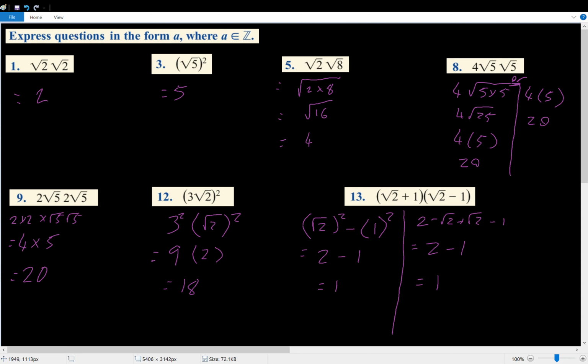So see that it works out exactly the same way, whichever way you go with it. So you can expand the brackets if you prefer, but if you do spot that it's a difference of 2 squares, it goes a little bit smoother. And that is that.